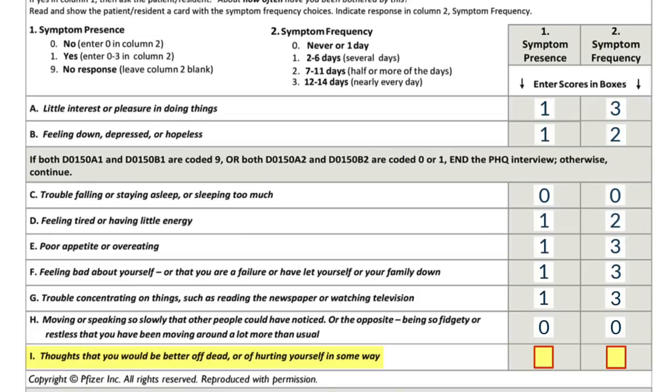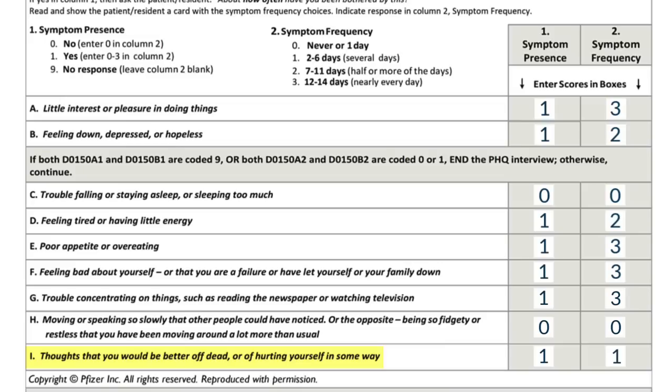The correct coding for Ms. Swanson's symptom presence for D0150I1 would be 1. Yes, Ms. Swanson admitted that she was bothered by having these feelings. The correct coding for Ms. Swanson's symptom frequency for D0150I2 would be 1. 2 to 6 days, several days.